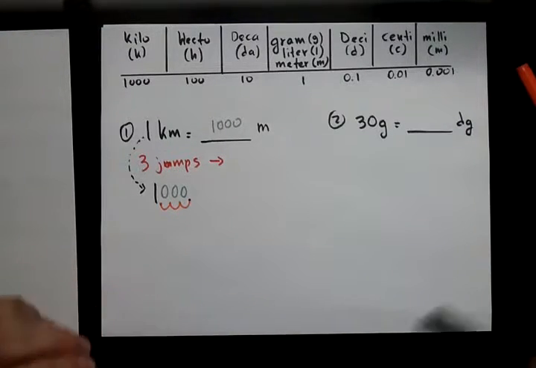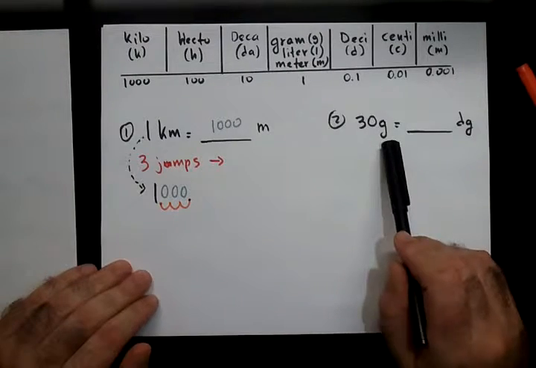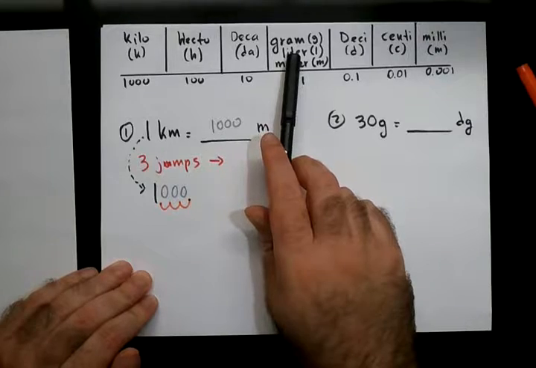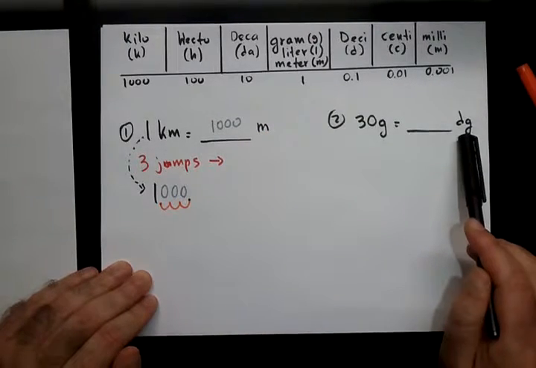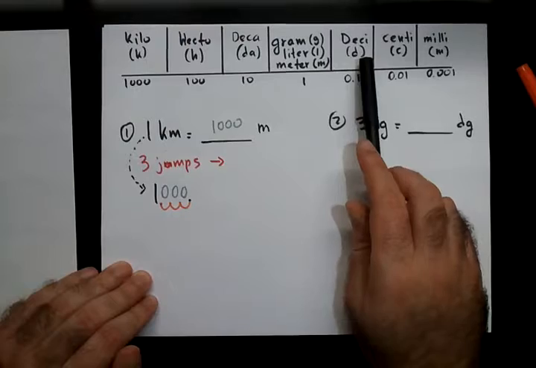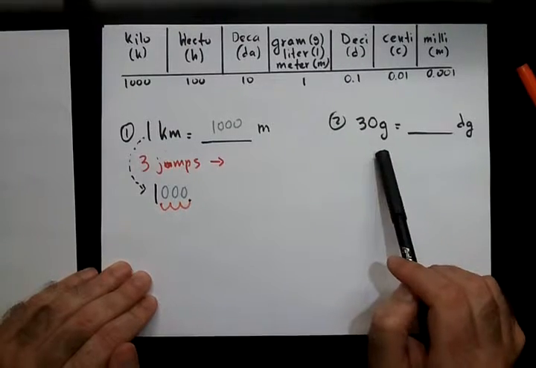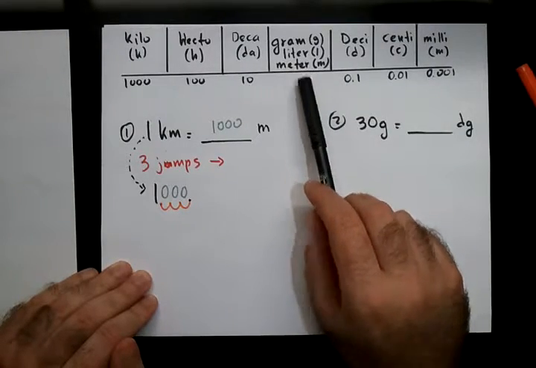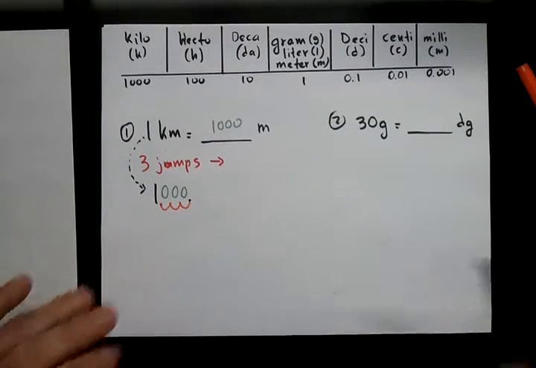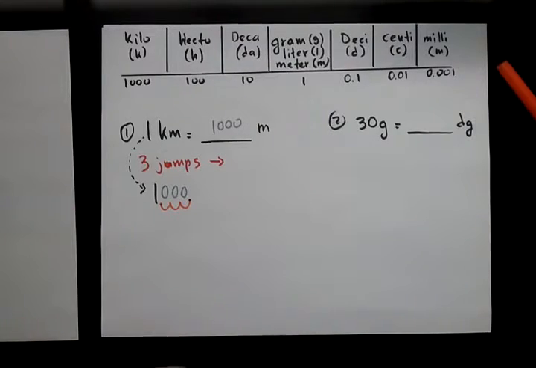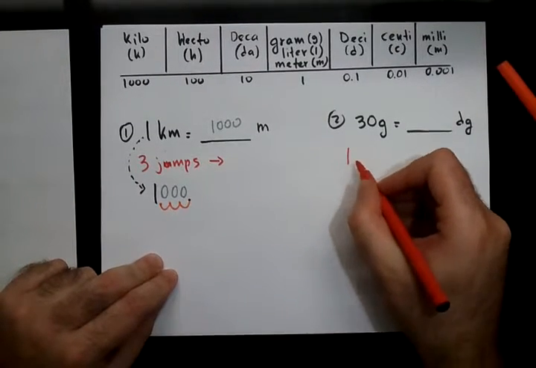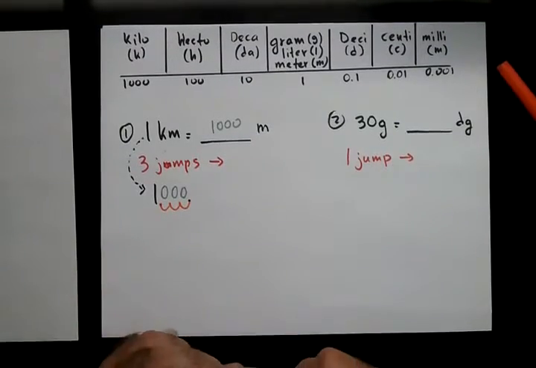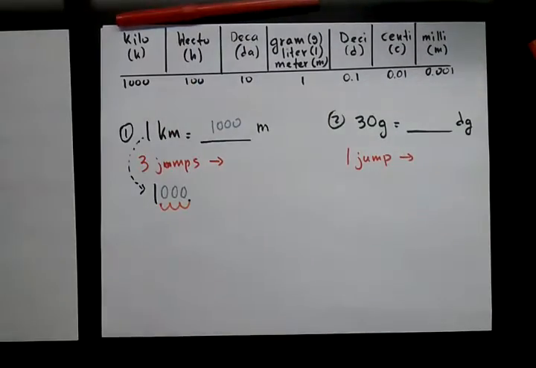So the first thing we're going to do is we're going to find grams on our scale. There it is. And then we're going to look for the prefix deci. There it is. So how many times did we go from the pure base unit to the deci? How many jumps did we make? 1 jump. Which direction? To the right. So we're going to write that. 1 jump in the right direction. Then I'm going to rewrite this number here.